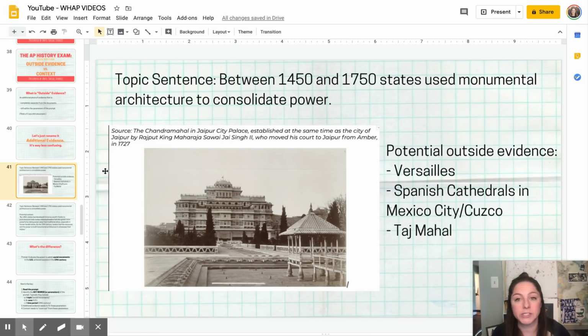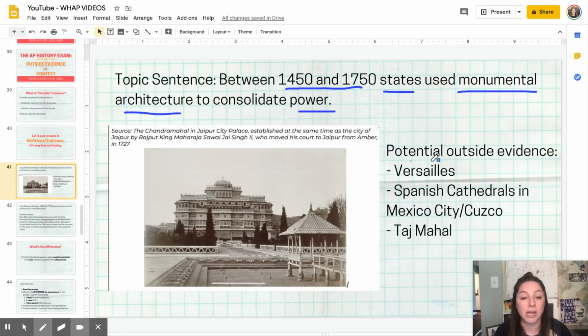But if I also wanted to use additional evidence, then what I would need to think about is what are some examples of another state using monumental architecture to consolidate power in this time period, right? Kind of the parameters I've built for myself in this topic sentence. So I could talk about Versailles. I could talk about the Spanish tearing down Aztec and Incan temples and building cathedrals. I could talk about Shah Jahan building the Taj Mahal. Those all are within the time period, check. They all relate to state power, check. And they all relate to monumental architecture.